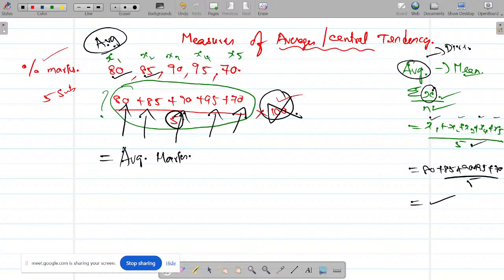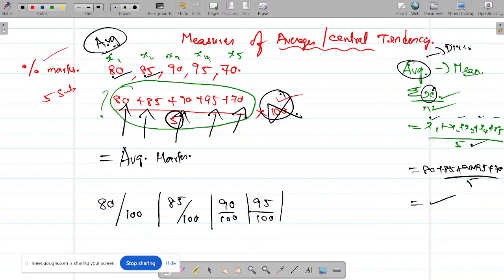Have you ever wondered why you're multiplying this by 100? Probably this 80 marks may be out of 100, this 85 may be out of 100, this 90 may be out of 100, 95 is also maybe out of 100, whereas the 70 is out of 80. What do you have to do then? You have to add all these, but you have to give weightage for this one also. If everything is out of 100, then it's fine. But here it is out of 80, so this concept will not work out.